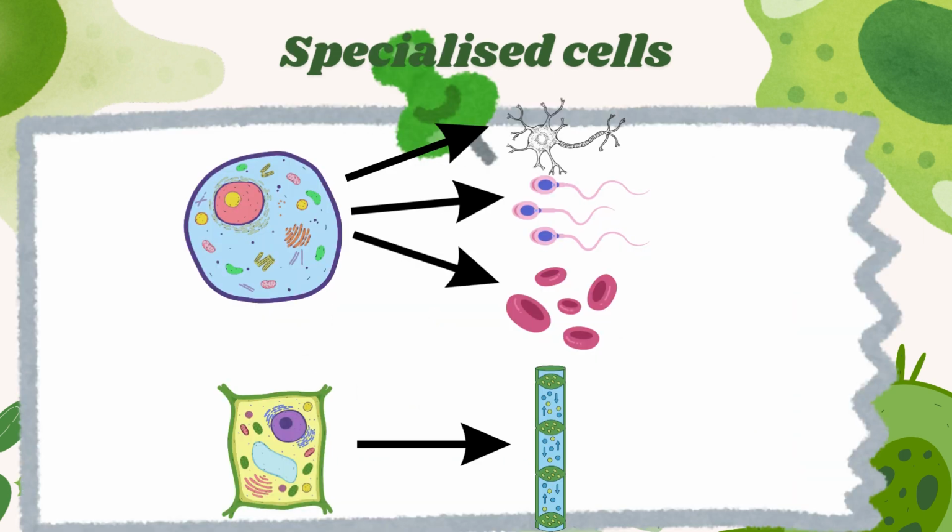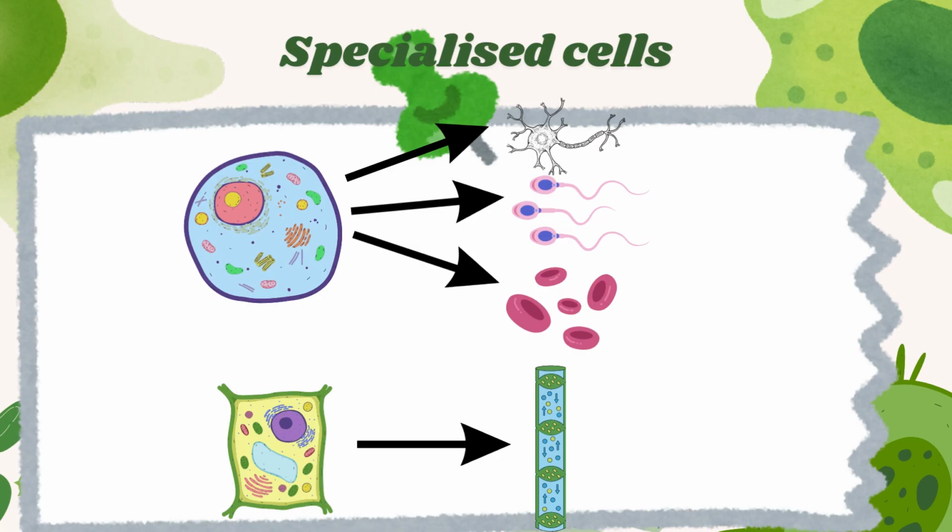Now let's look at specialized cells. What is a specialized cell? We have common cells like a common animal cell or a common plant cell, but these common cells can specialize into different types of cells. Especially here you can see nerve cells, a sperm cell, or red blood cells. These are specialized cells in animals.